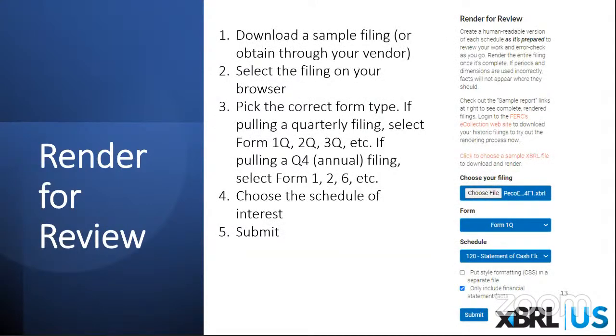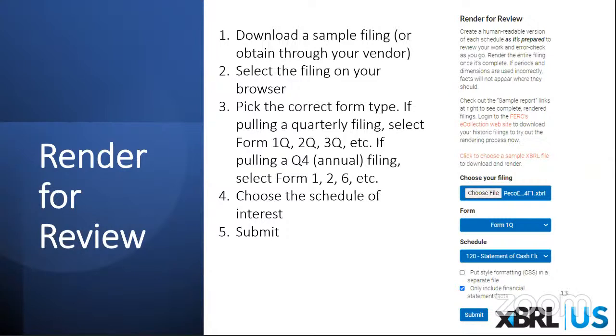So we've made this available on our website, so you can download it. If you take a filing, you can load it up to the website. You load the XBRL file up. You can see it on the right. You choose the file, then you select the form type. Very important you get that right. Don't try and upload a Form 1 and try and render it with a Form 2 schedule. It's not going to work.